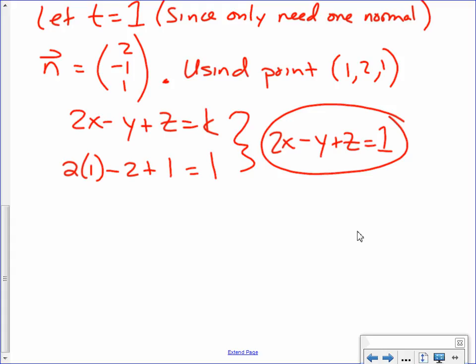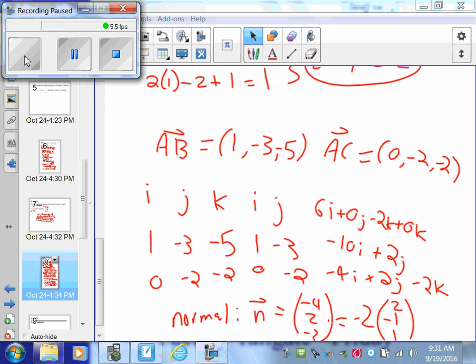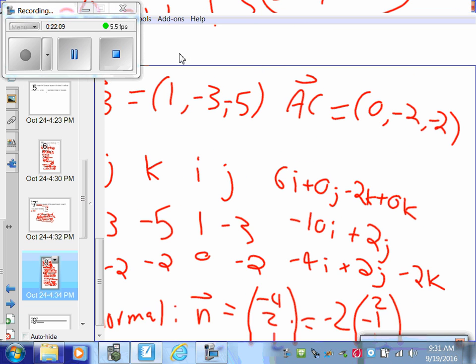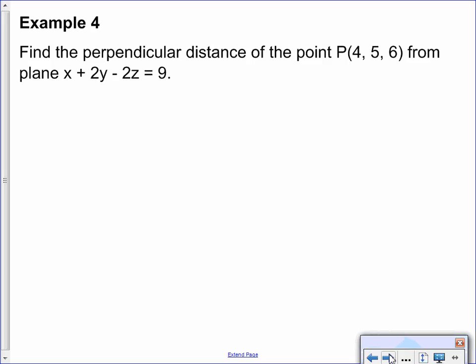Can you show me the IJK thing real quick? Okay. Perpendicular distance. They love this one. Expect one on the test. Find the perpendicular distance of the point from the plane. What's the normal? Yep, (1, 2, -2).